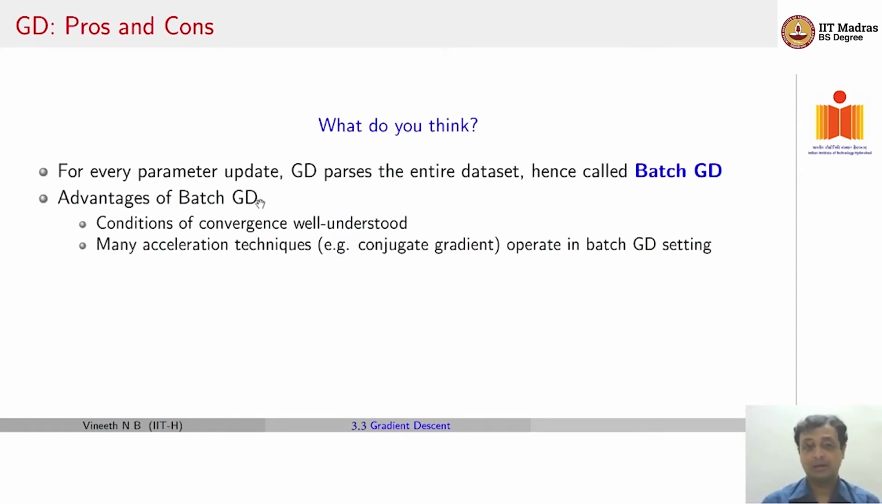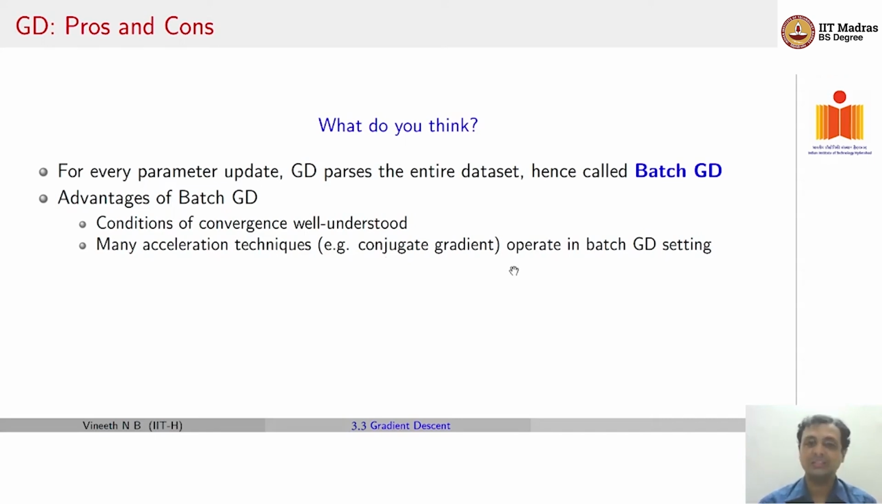For every parameter update, gradient descent parses the entire data set. We already saw that it computes the gradients, keeps aggregating them, and then takes the average. We called it an epoch. So gradient descent passes the entire data set and is hence called batch gradient descent. The advantage of batch gradient descent is that, theoretically speaking, from an optimization standpoint, the conditions of convergence are well understood, and many acceleration techniques, such as conjugate gradient, operate very well in the batch gradient descent setting.